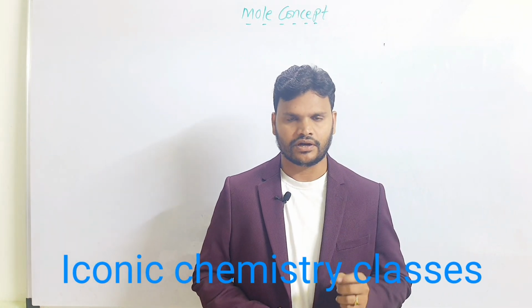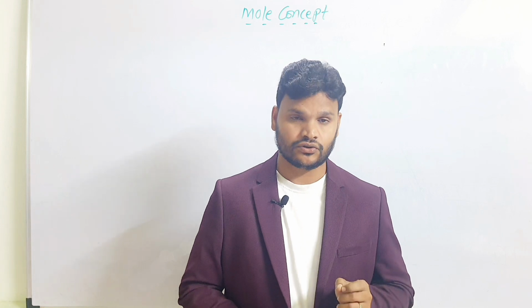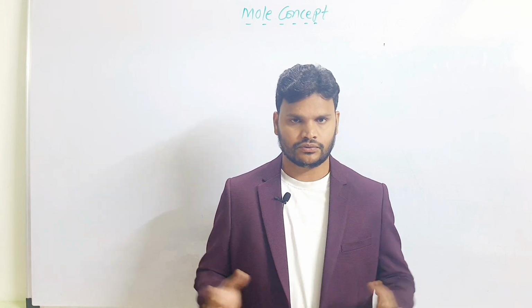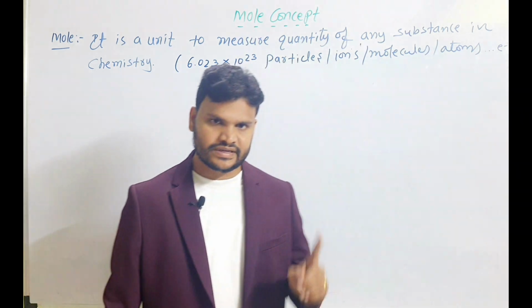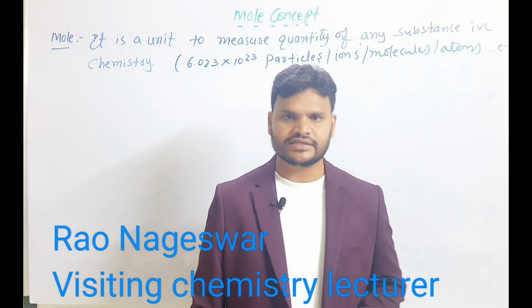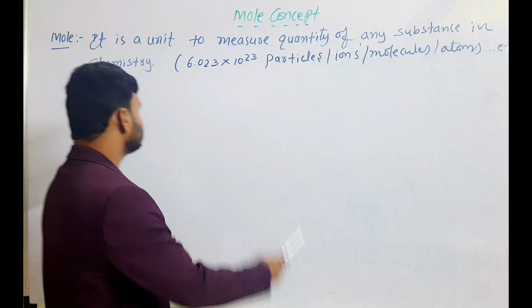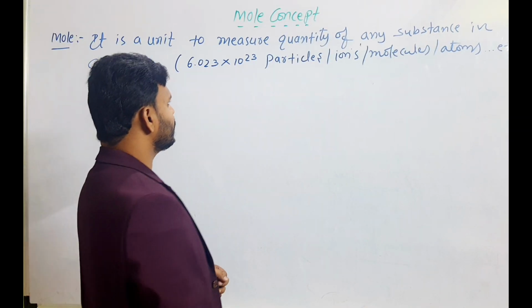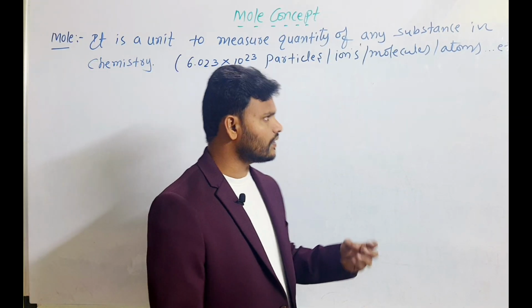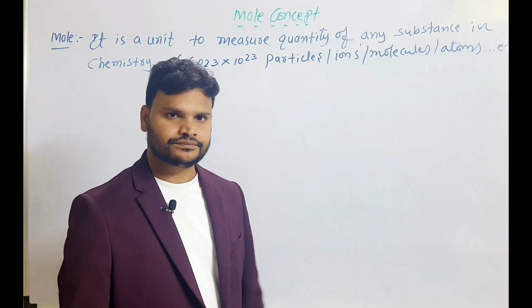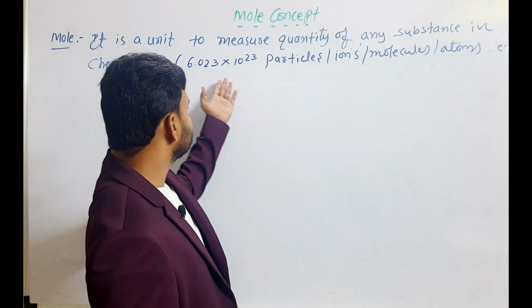In this video, I am going to explain one important basic concept, mole concept. So what is mole? Mole is a unit. It is a unit to measure quantity of any substance in chemistry. 1 mole equals 6.023 × 10^23 particles or ions or molecules or atoms, etc. Clear? So this is nothing but Avogadro number.